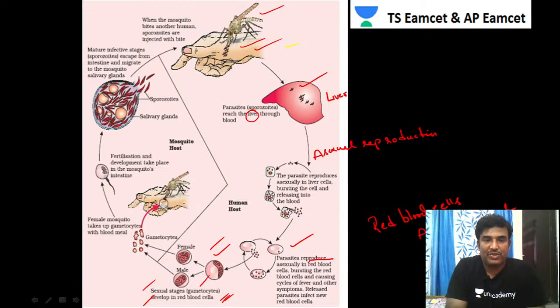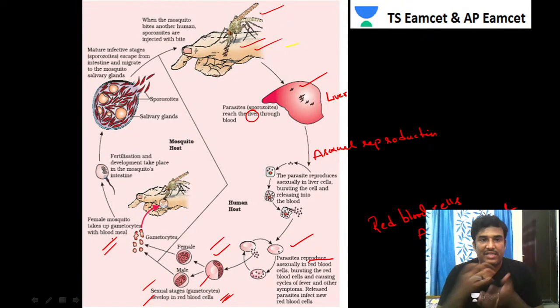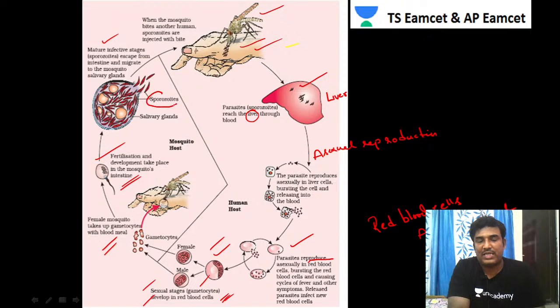So when a mosquito bites this infected person, the mosquito will take that blood meal, and inside the blood meal we have male gametes and female gametes. They enter into the mosquito stomach. Inside the mosquito's intestine fertilization takes place, and after fertilization the sporozoites are developed. Like this, the life cycle of this particular malarial parasite takes place.